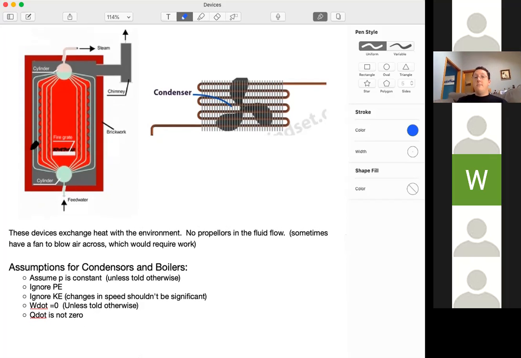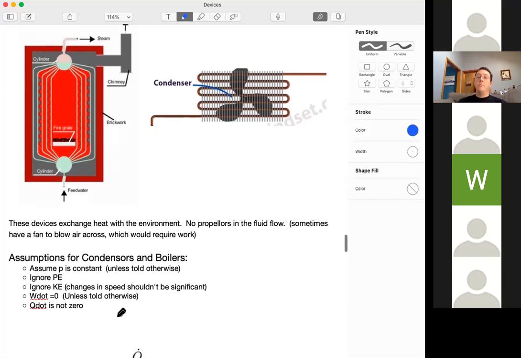And the whole point of these devices is that they cause heat exchange. So Q dot is not ever going to be 0 for a boiler. The whole point of a boiler is you're dumping heat into the fluid. The whole point of a condenser is you're extracting heat out of the fluid. So Q dot is not 0.